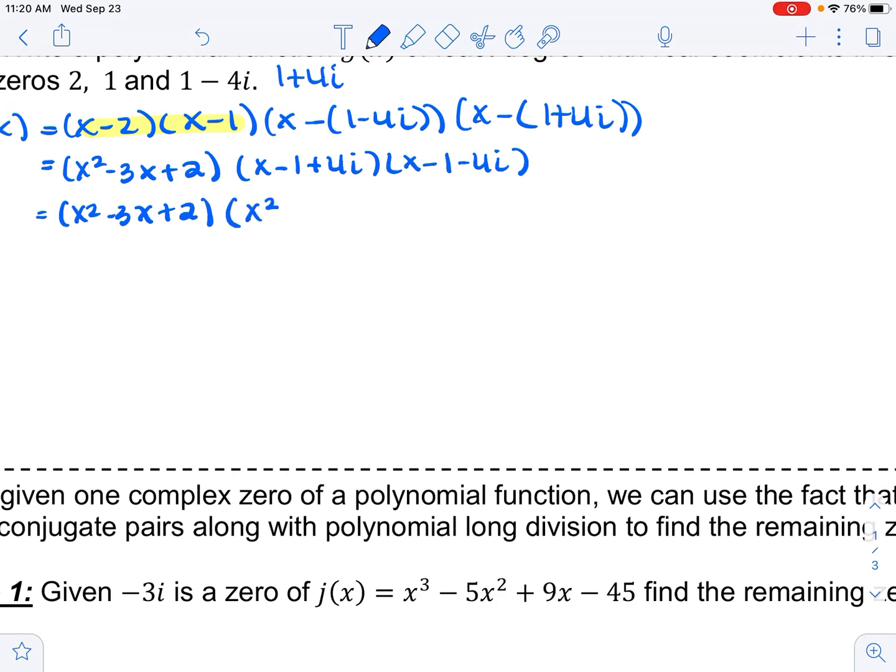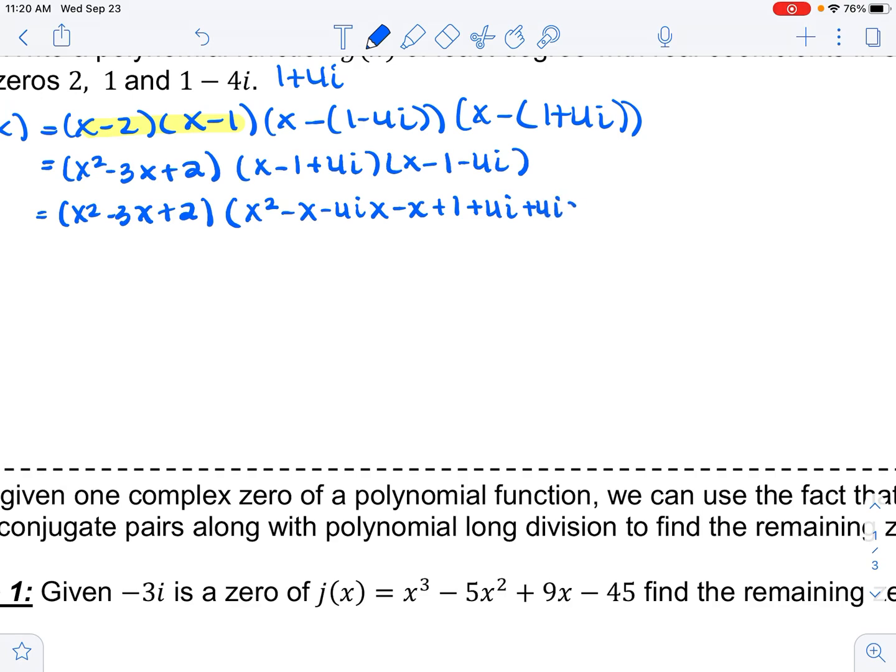All right, distributing my x. X times x is x squared. X times negative 1 is negative x. X times negative 4i is negative 4ix. Distribute your negative 1. Negative 1 times x is negative x. Negative 1 times negative 1 is positive 1. Negative 1 times negative 4i is positive 4i.